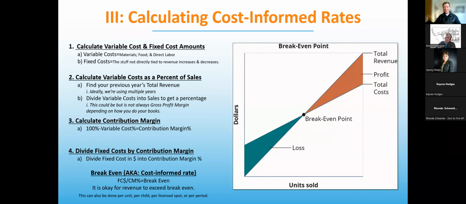By the way, it is okay for your revenue to exceed break even. That's hopefully the goal. And most importantly, as we determine per unit rates, per child rates, we can calculate this and break it out to a per child rate. It's just an additional step.